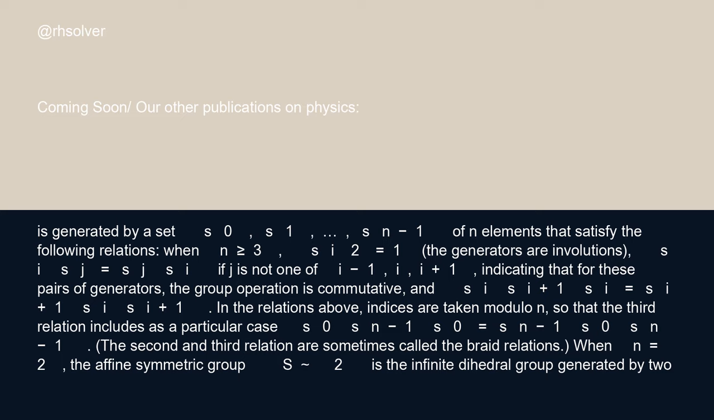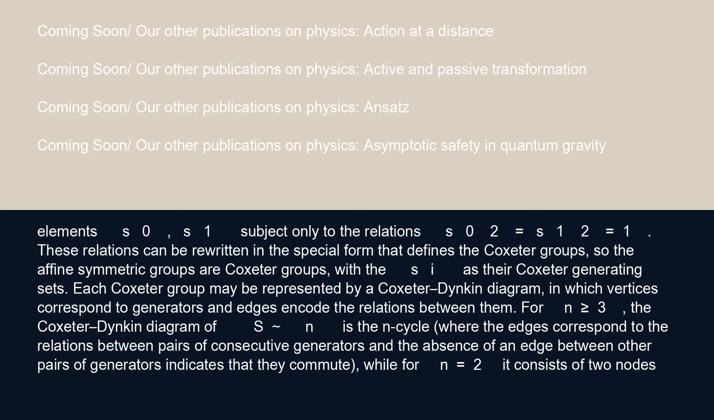When n equals 2, the affine symmetric group S̃2 is the infinite dihedral group generated by 2 elements s0, s1 subject only to the relations s0² = s1² = 1. These relations can be rewritten in the special form that defines the Coxeter groups. So the affine symmetric groups are Coxeter groups, with the si as their Coxeter generating sets.